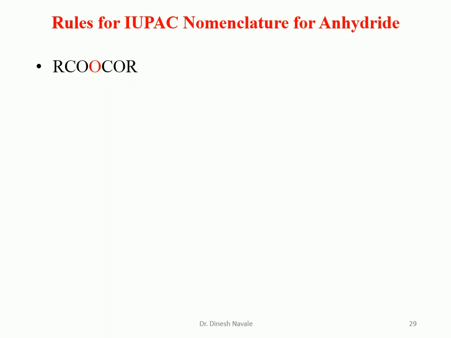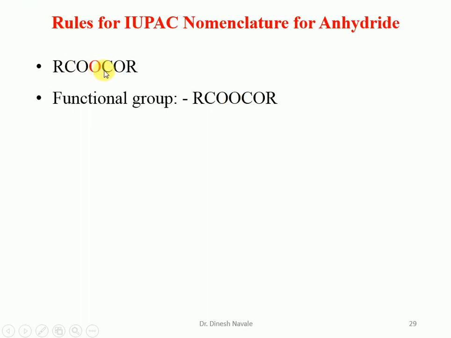First, the anhydride has the general structure RC double bond O, O, C double bond O, R. So this is the general structure for the anhydride. That means oxygen is in between two carbonyl groups. Oxygen will be present between two carbonyl groups. So this is the anhydride.